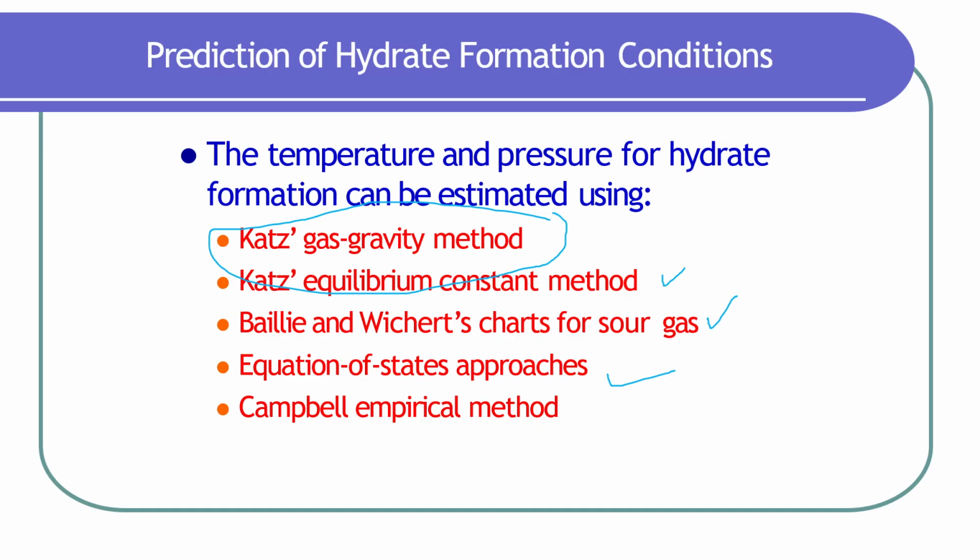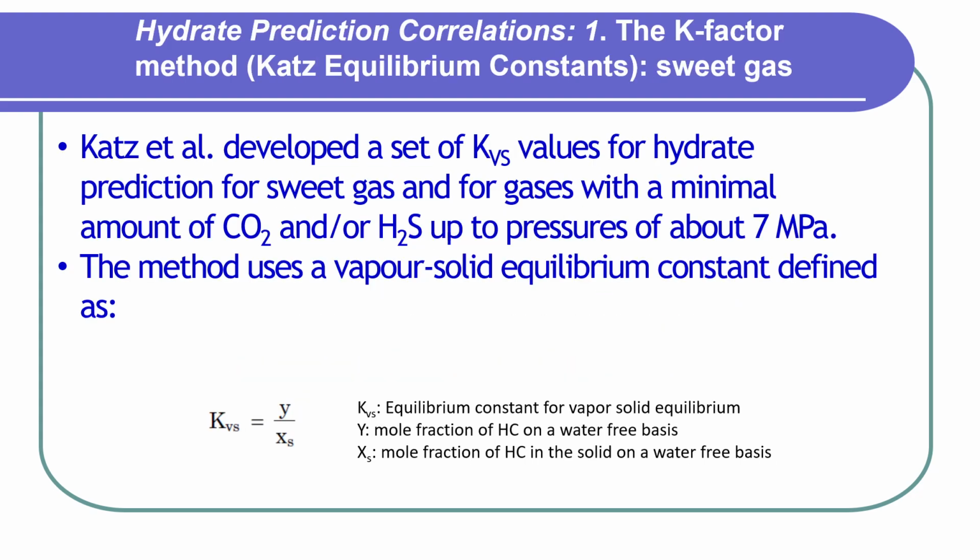We're going to show you how they were derived, what the method behind them is, and how you can use them. The first method we're going to look at is what we call the K-factor method, which is the Katz equilibrium constant. If you still remember, the Katz method we have also seen graphically, the first method, is based on the specific gravity, and it was also applied for sweet gas.